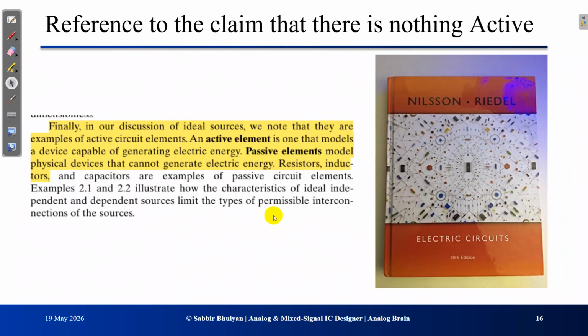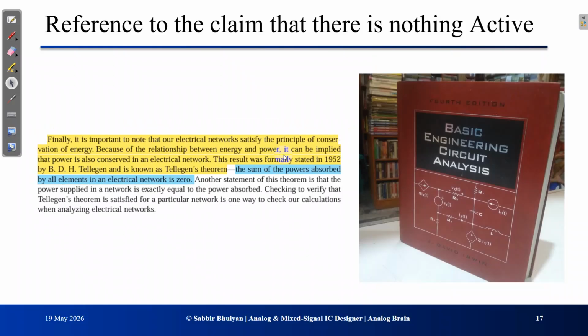Okay, let's go forward. Reference to the claim that there is nothing active. Finally, in our discussion of ideal sources, we note that they are examples of active circuit elements. An active element is one that models a device capable of generating electric energy. Passive elements model physical devices that cannot generate electric energy. So when the writer is talking about passive elements, he is talking about physical devices, but here he is not talking about physical devices.